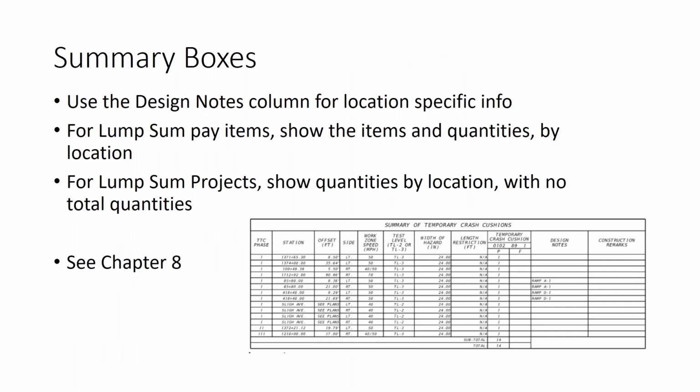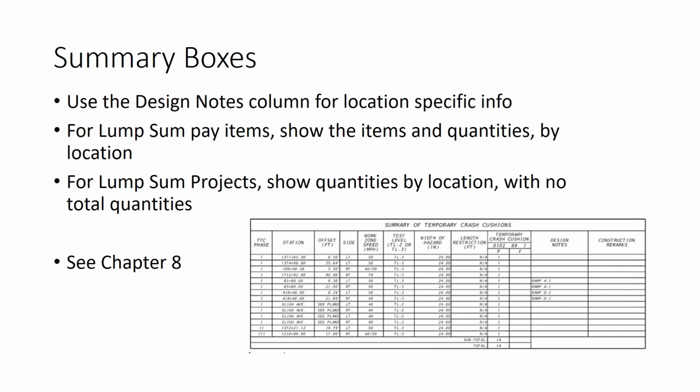Chapter 8 addresses summary boxes. We often encourage using the design notes column for location-specific information. On the example that we have, we use the design notes column to clearly distinguish between our various ramp locations from our mainline station location and offsets.